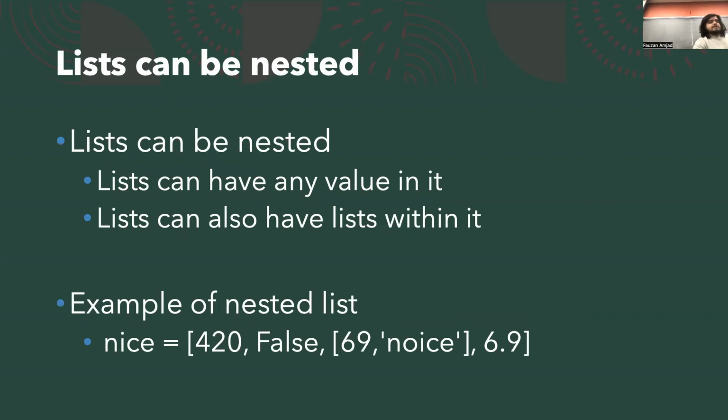So if you wanted to access the noise string, you would do 420, which is position 0, false, which is position 1, and then the list within that is going to be position 2. And then you access the list within the list. So you access it as position 2, and then position 1, because 69 would be position 0 within that list.